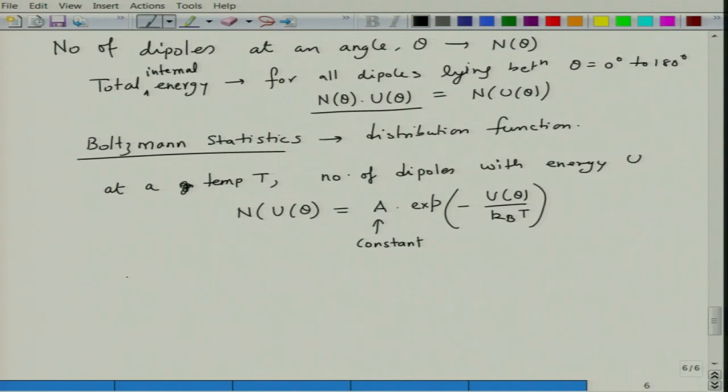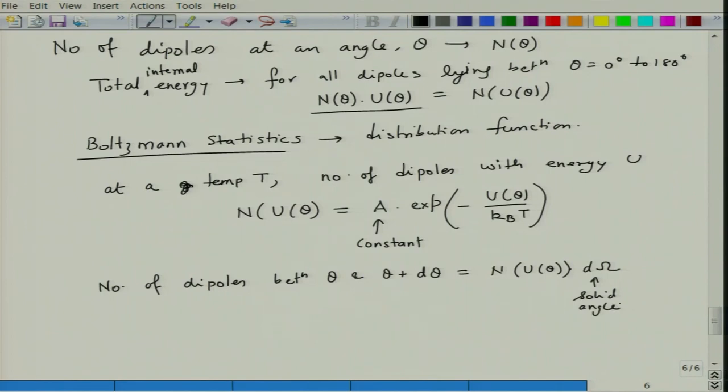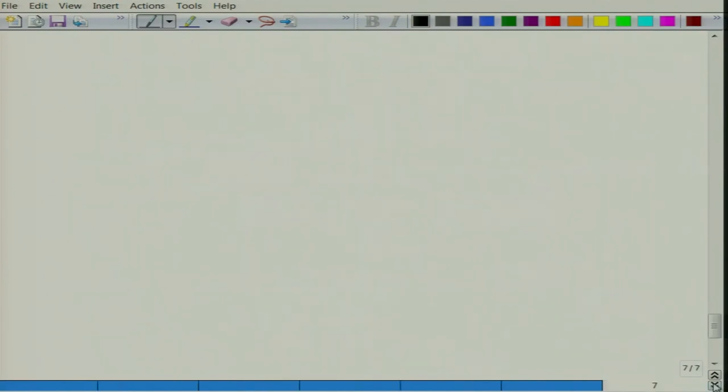So, what we do is now number of dipoles between theta and theta plus d theta are equal to n u theta into d omega. This is the solid angle, right. So, the total dipole moment is now equal to sigma of basically mu, which are pointed along the direction of E. So, let us see how do we do that. So, this mu E we know is equal to, which is aligned in the direction of the field, n d omega into mu cos theta, okay.